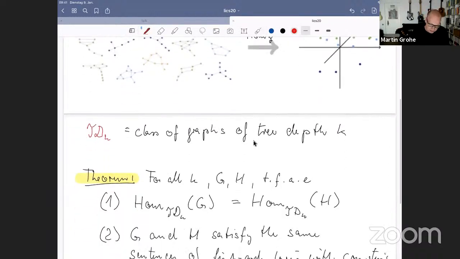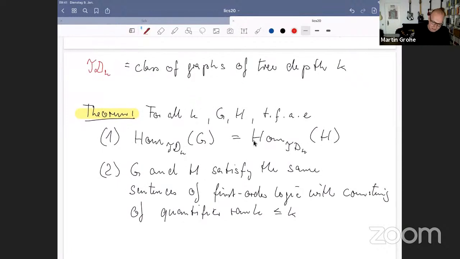And my result in this paper is the following. I look at the class of all graphs of tree depth k. Maybe you know tree width better. Basically, tree depth is like tree width, except that we bound the depth of the tree as well. And then the result is the following. Two graphs G and H are mapped to the same vector if and only if they satisfy the same sentences of first order logic with counting, where we bound the quantifier rank to be k. So the quantifier rank corresponds exactly to tree depth.